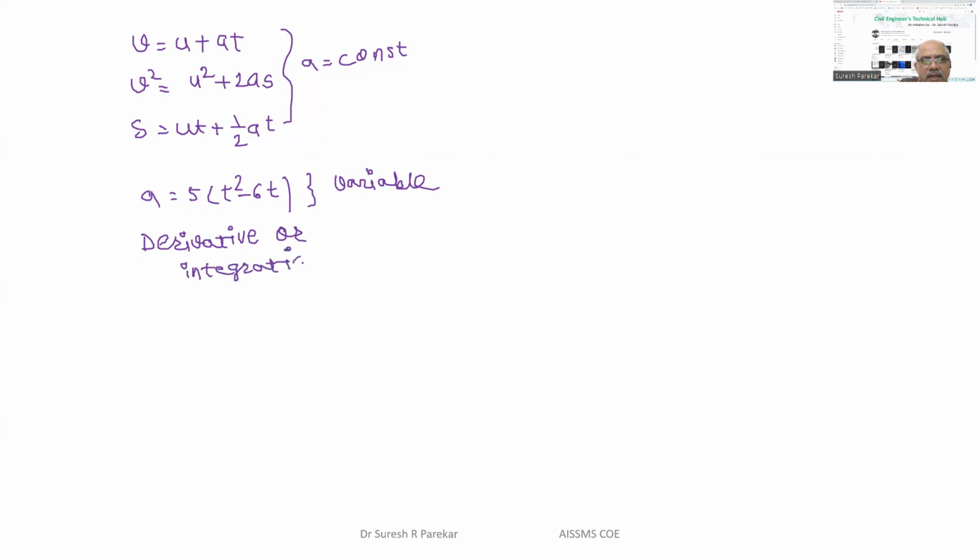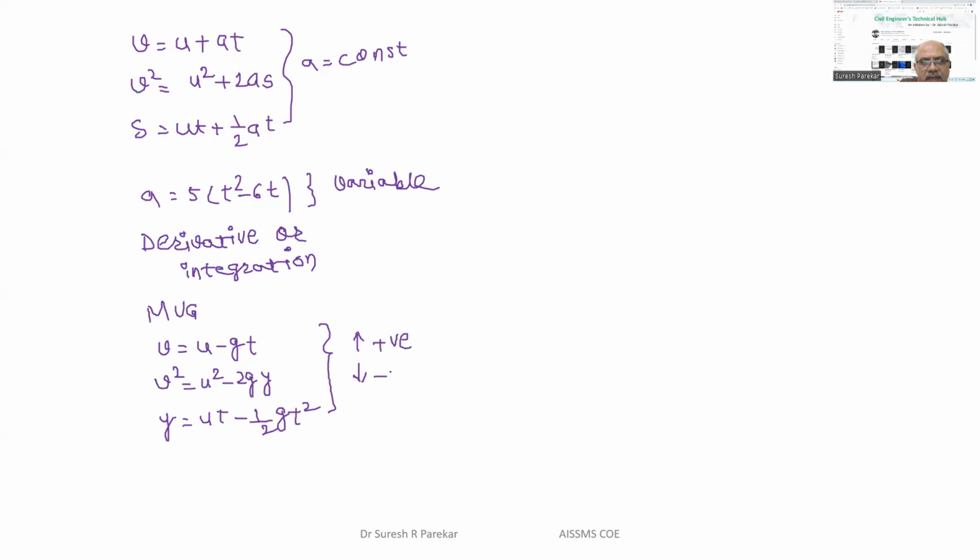Then we have third, that is motion under gravity. And in this, we have three equations: v equal to u minus gt, v square equal to u square minus 2gy, and y equal to ut minus half gt square. And g we have 9.81 meter per second square. Upward we have positive, downward we have negative. And g already minus sign is taken, so it is 9.81 meter per second square.